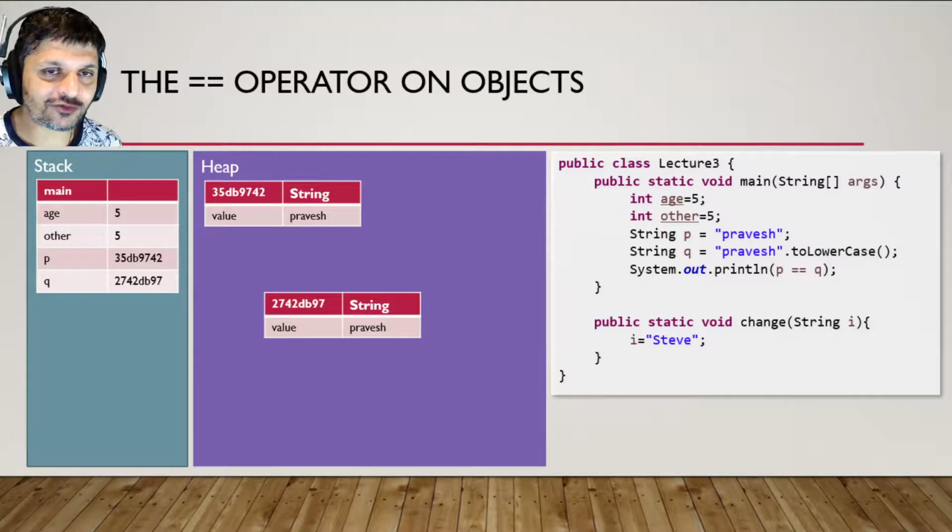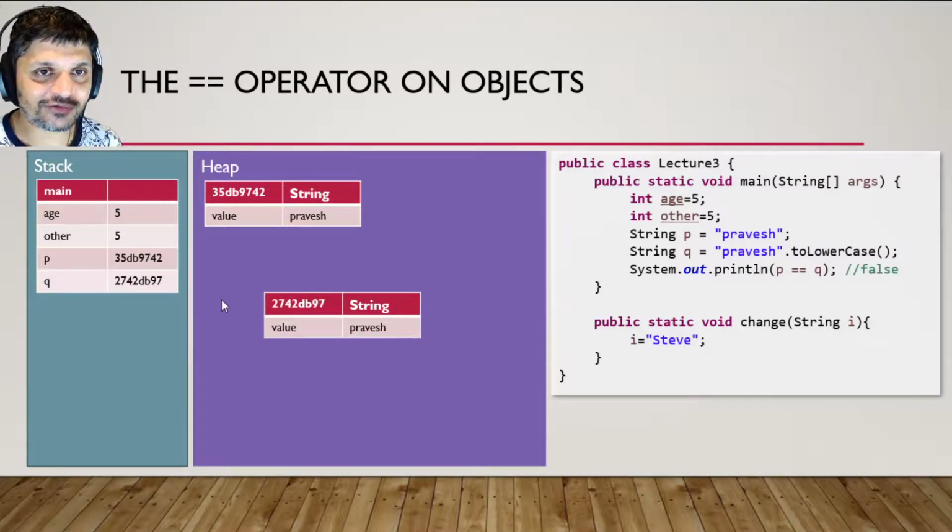you would potentially expect p to be equal to q, right? You'd be saying, well, they both have the value Pravesh, so they're equal. I have string p equals Pravesh, and string q equals Pravesh.toLowerCase(), but it's already lowercase. So p and q are the same, right? So if I say p == q, I should get true, but I don't, I get false.